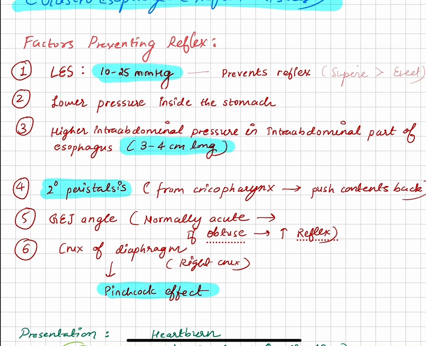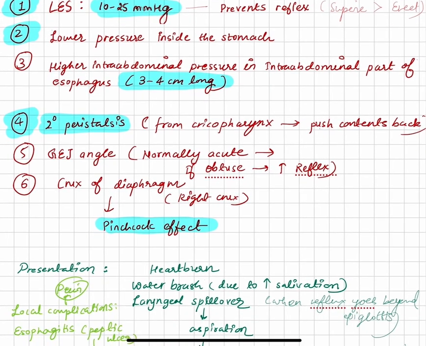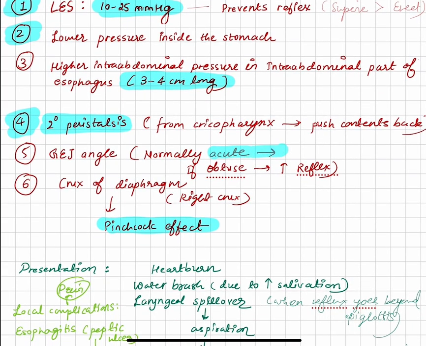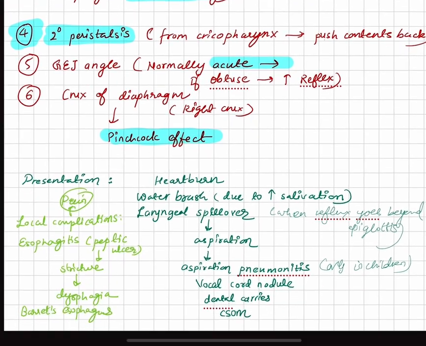This works from the outside, and we have learned in hiatus hernia that the stomach part and gastroesophageal junction will push upward, so this higher pressure won't work, and the crura of the diaphragm won't have the pinchcock effect. But these three factors work from inside and can still prevent the reflux. Now the J junction angle, normally it is acute, and if obtuse then the reflux will increase.